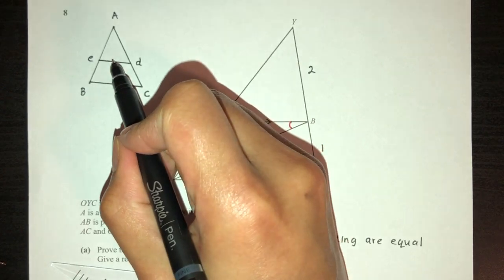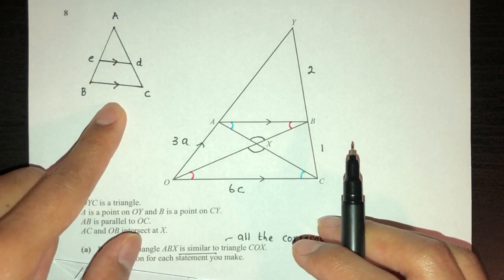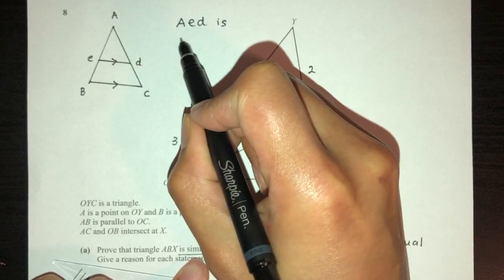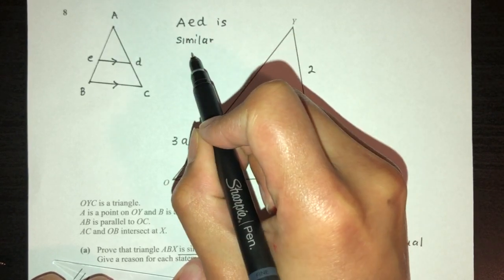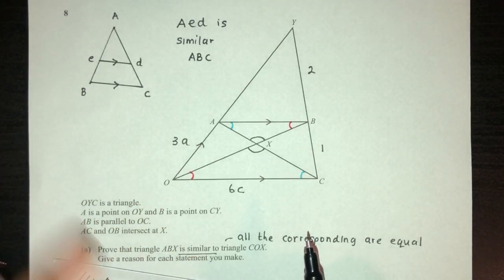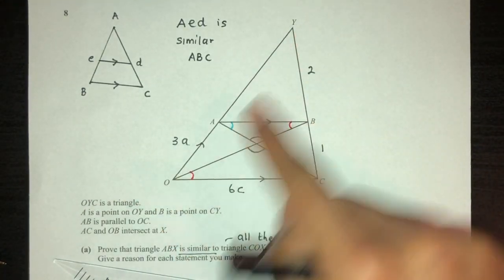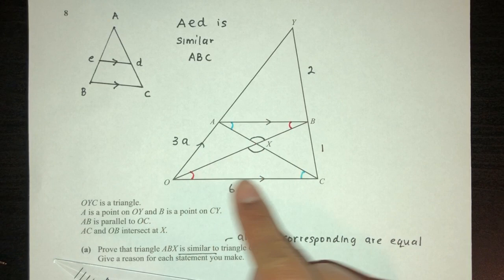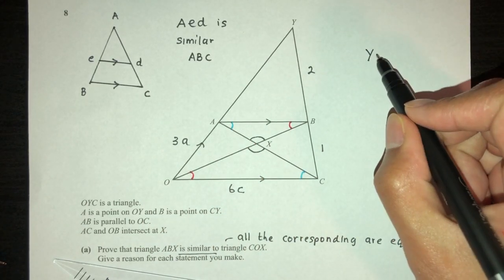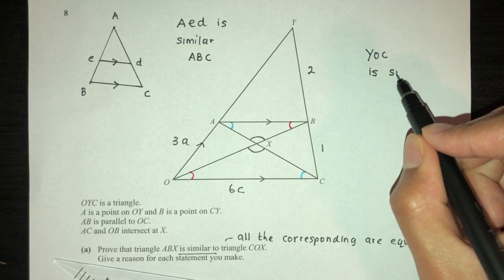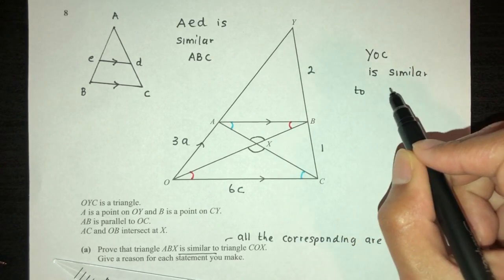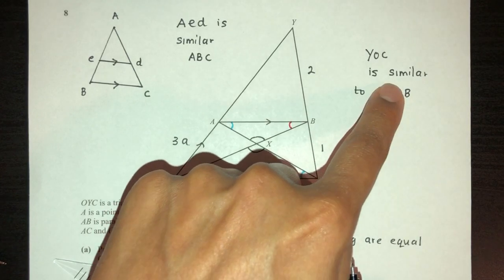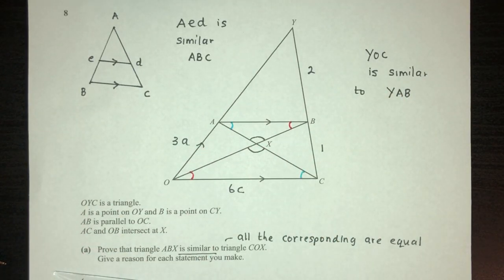From this, since these two lines are parallel with each other, I can conclude that triangle ADE is similar to triangle ABC. So same thing, same concepts. If you look at this, we have this big triangle YOC and the small triangle YAB. They have parallel lines. So we know that triangle YOC is similar to triangle YAB. So we have to use this similarity to find the answers for the following questions.